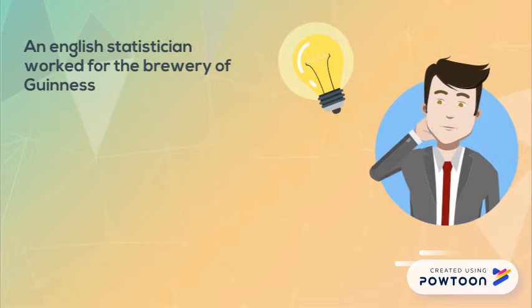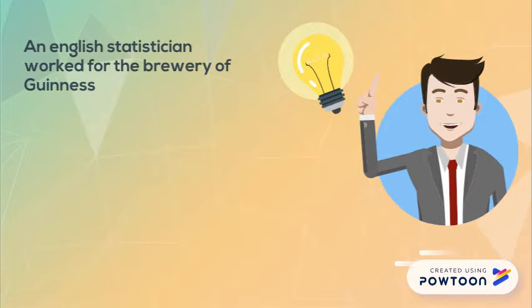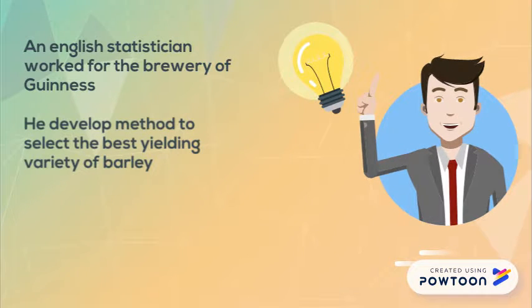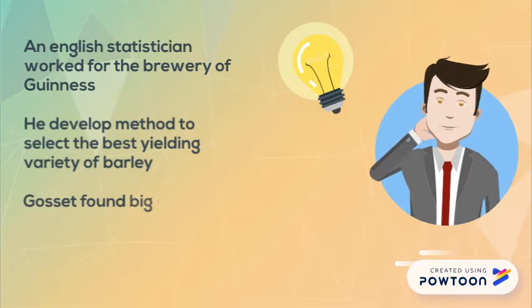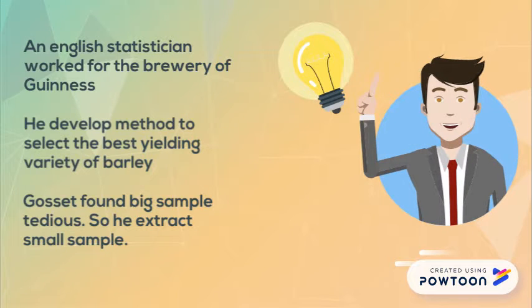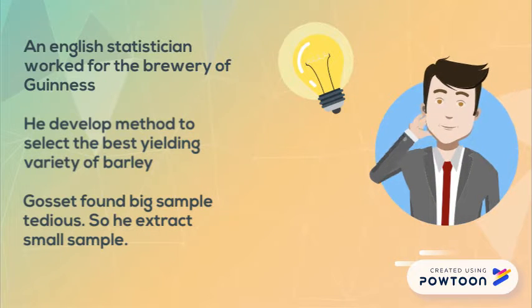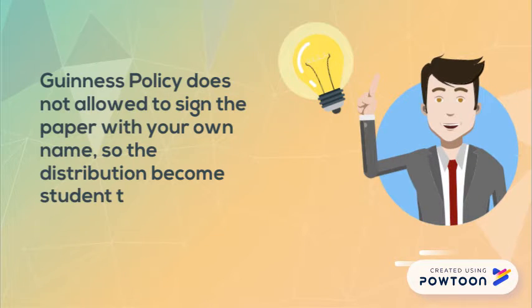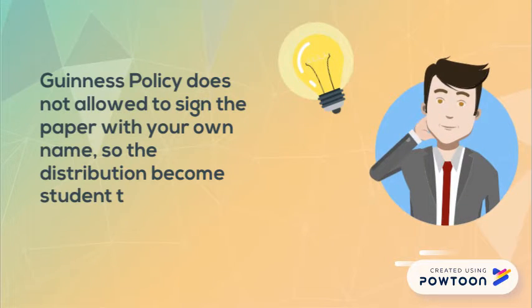An English statistician worked for the brewery of Guinness. He developed a method to select the best yielding variety of barley. Gosset found big samples tedious, so he extracted small samples. Guinness policy did not allow him to sign the paper with his own name, so the distribution became Student's t.